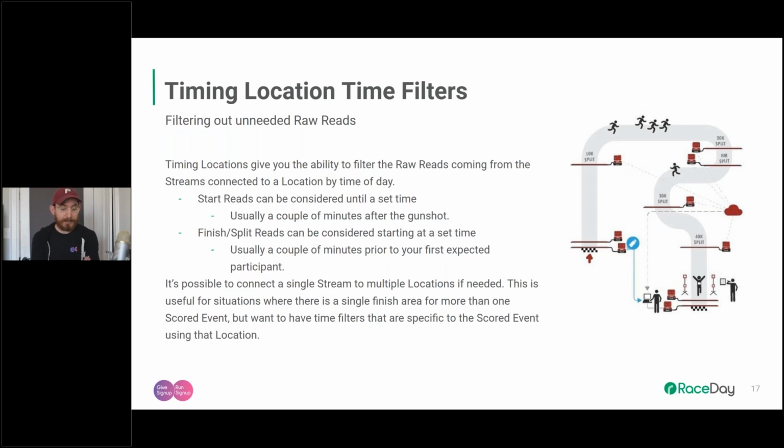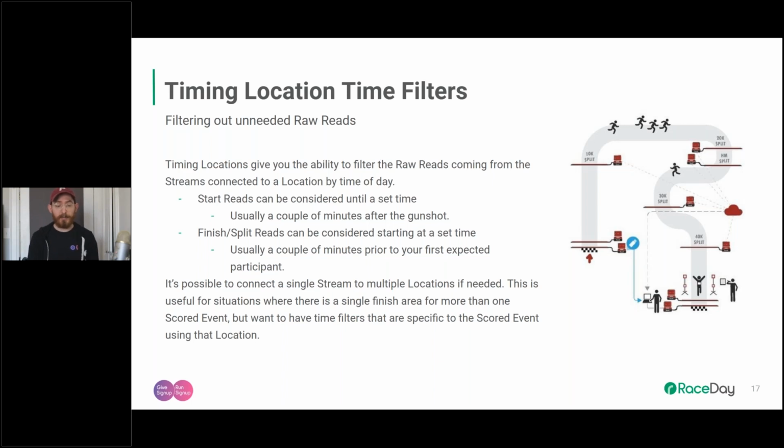It's possible to connect a single stream to multiple locations if needed. This is really useful in situations where there is a single finish area for more than one scored event, but you want to have time filters that are specific to each event using that location. So let's say you're doing a 5K and a 10K that finish in the same area. You don't want to have a single cutoff for your first expected finish time, because that's going to be totally different if it's a 5K versus a 10K.